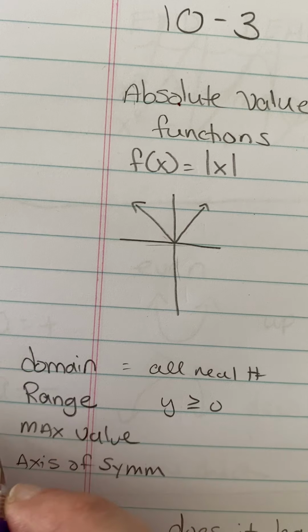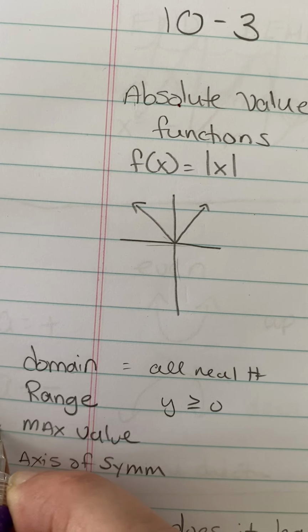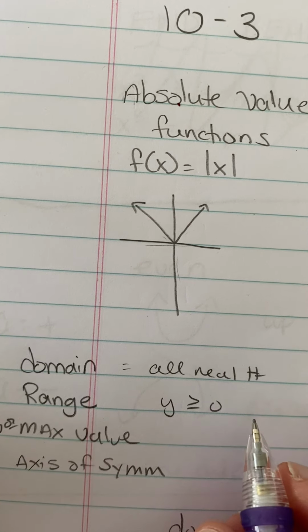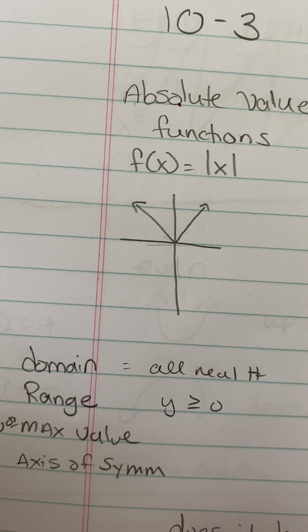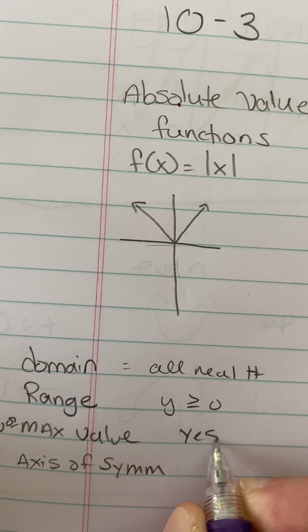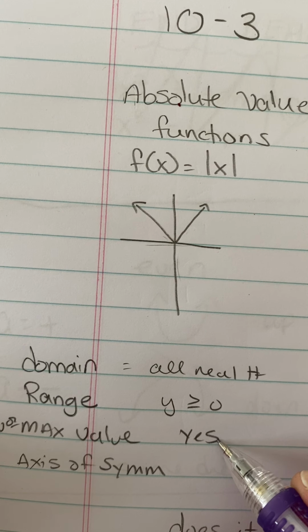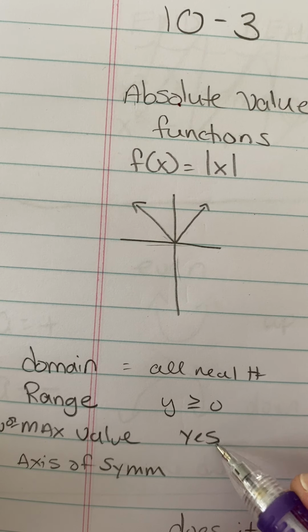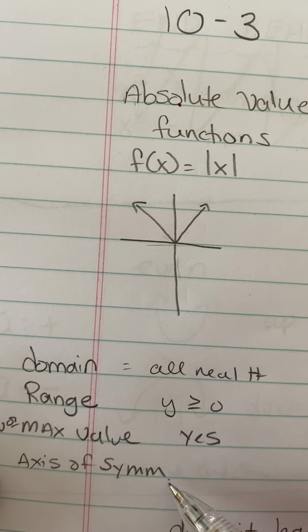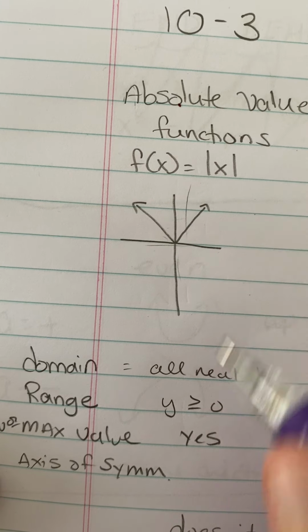So on these questions, it basically asks, is there a min or a max? Like yes or no, because sometimes there's not a min or a max. So yes, this one actually has a minimum, but most of these questions are just going to want to know, do they have a max or min or no max or min? And then is there an axis of symmetry? Yes, because I can fold it over.